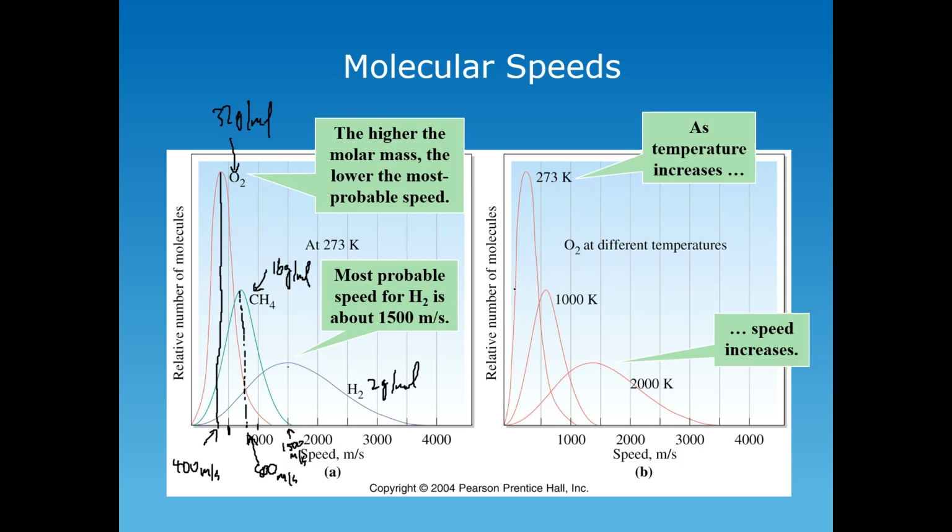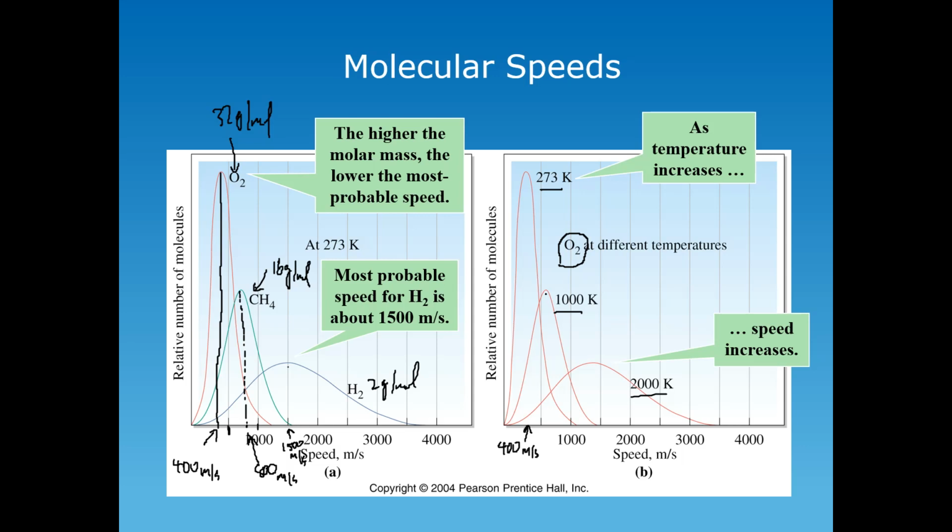Now, the graph on the right shows you how the root mean squared speed varies with temperature for the same gas. So we're working with oxygen, right? And we're looking at the plots, the distribution at different temperatures, namely 273, 1,000 Kelvin, and 2,000 Kelvin, all right? And again, we get the root mean squared speed in the same way as we did in the graph on the left. We drop a vertical line. Well, we did this already for oxygen. The value here is about 400 meters per second.